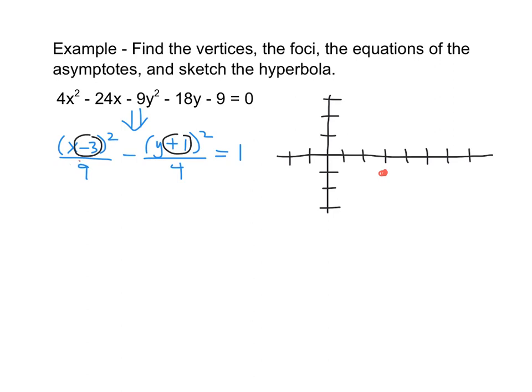Next thing to do is notice that this 9 under the x term, which is 3 squared, is going to tell us that the box is 3 right and left of that center point. And this 4 under the y term is 2 squared, which is going to tell us our box up and down from the center is 2. So let's draw our box. 1, 2, 3 to the right. 1, 2, 3 to the left. 1, 2 up. 1, 2 down. And it looks like my axis isn't quite big enough, but we can always extend it. We're just drawing a sketch here to help us organize our thoughts for now.